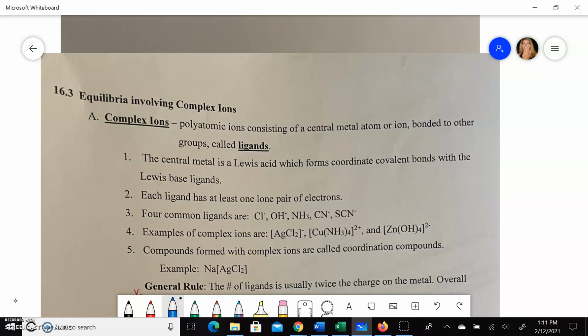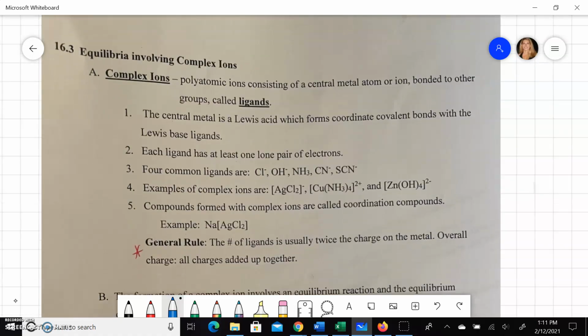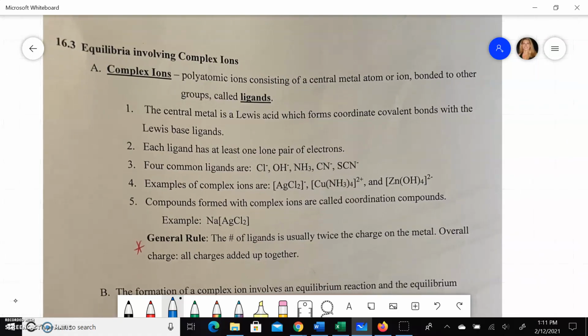So first of all, this is a polyatomic ion that consists of a central metal atom or ion bonded to other groups, and those groups are called ligands. So just some new vocabulary for you here. There's some examples down here. Notice that you have a central metal atom or ion, and it has the ligands right here, and then it's going to have an overall charge as well. So it's kind of like you have a metal salt with an overall charge. That's how you can recognize it. And then that can be bonded to something else. So since this was a -1 charge, it can bond to the sodium and form what we call coordination compounds.